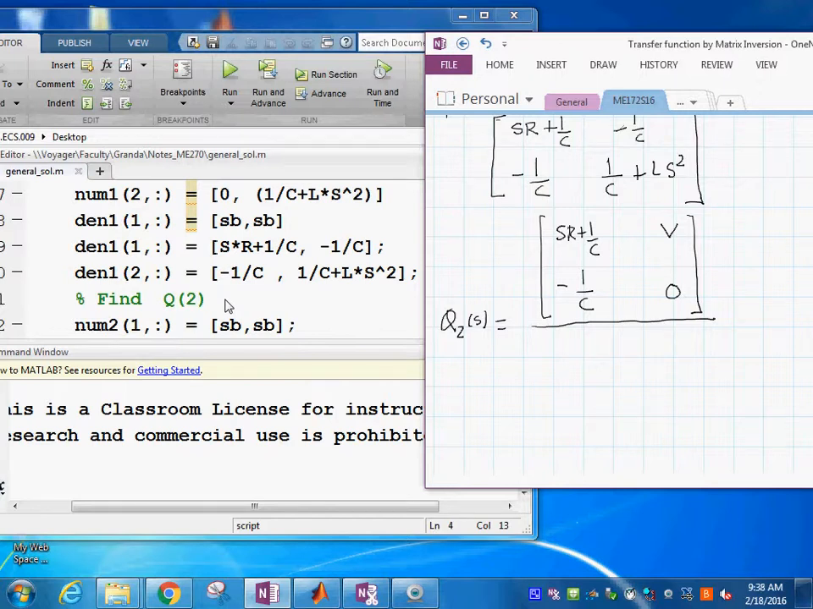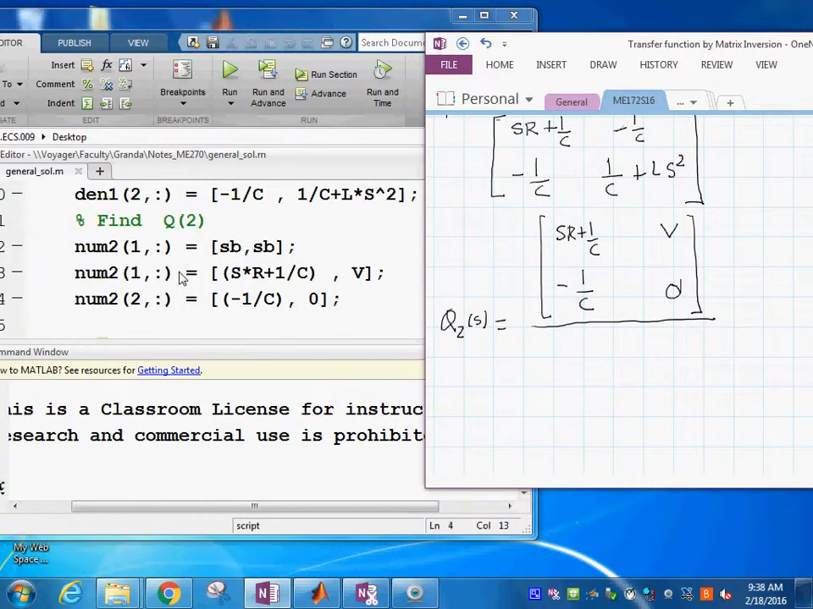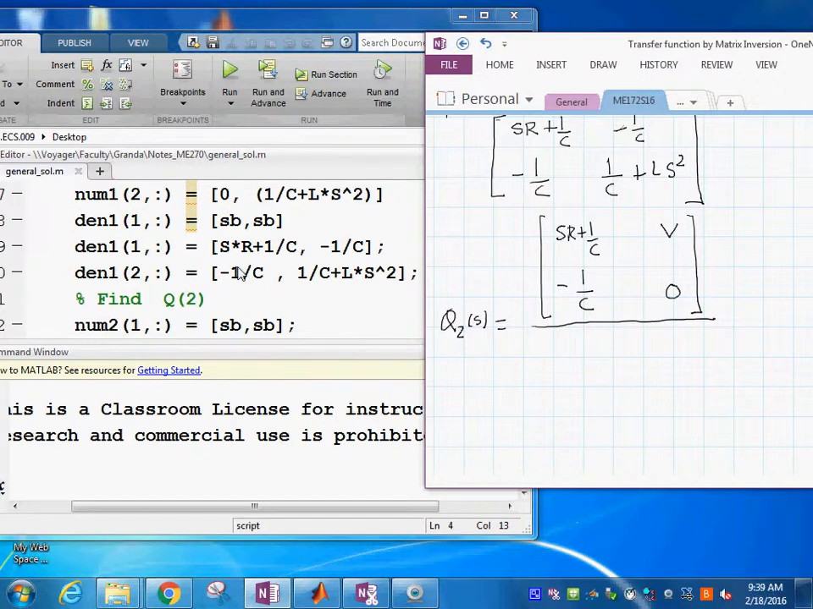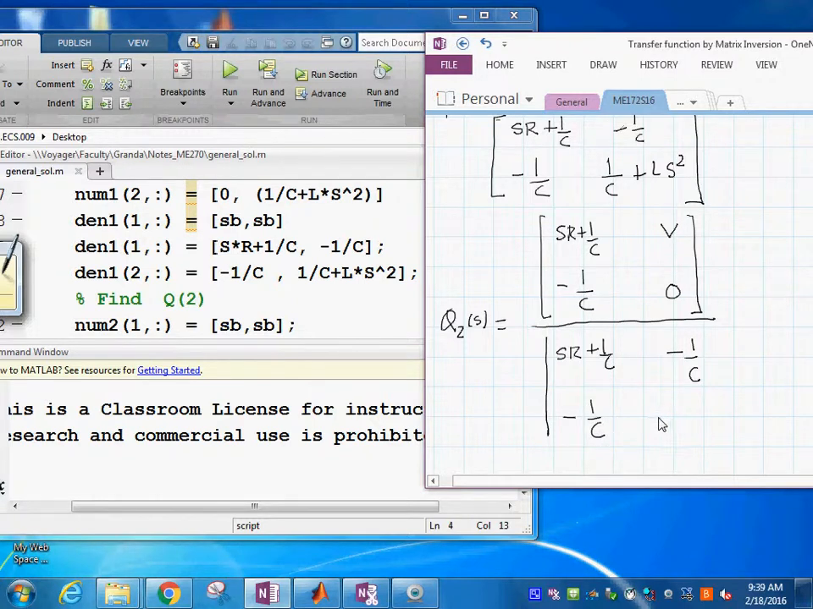So this is R plus 1 over C, then minus 1 over C, and then you have minus, and then this is 1 over C plus LS squared. See, okay.